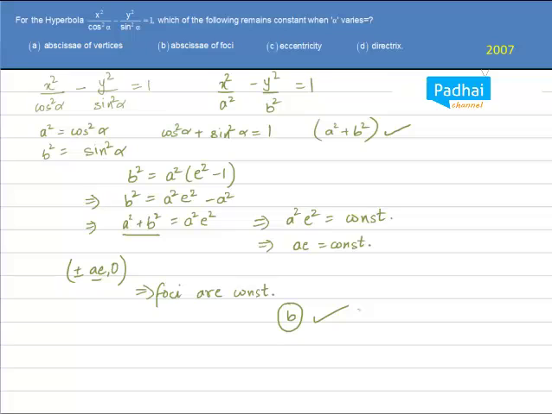Okay, so again it was a normal question but a little bit of a trick involved, and obviously you need to have some trick or the other involved in the question, otherwise it won't be possible for you guys to solve it. Okay.